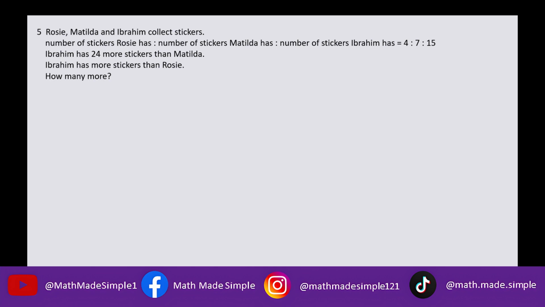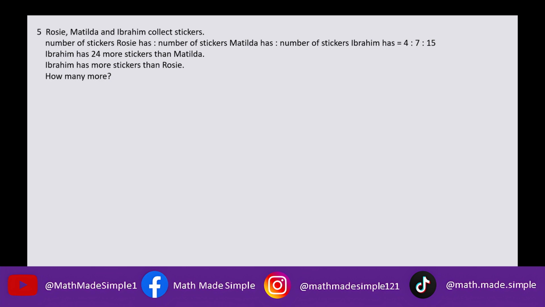It says Rosie, Matilda and Ibrahim collect stickers. The number of stickers Rosie has to the number of stickers Matilda has to the number of stickers Ibrahim has is 4 to 7 to 15. Ibrahim has 24 more stickers than Matilda. Ibrahim has more stickers than Rosie. How many more? So this is, first of all, a ratio question.